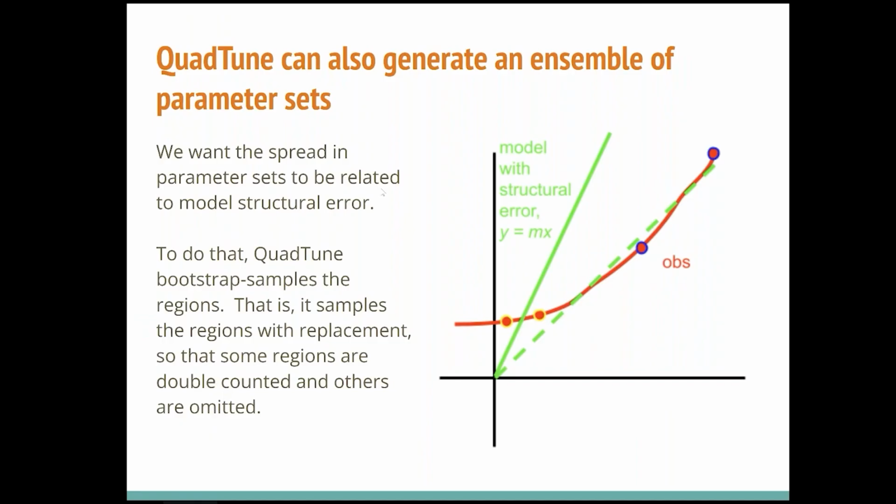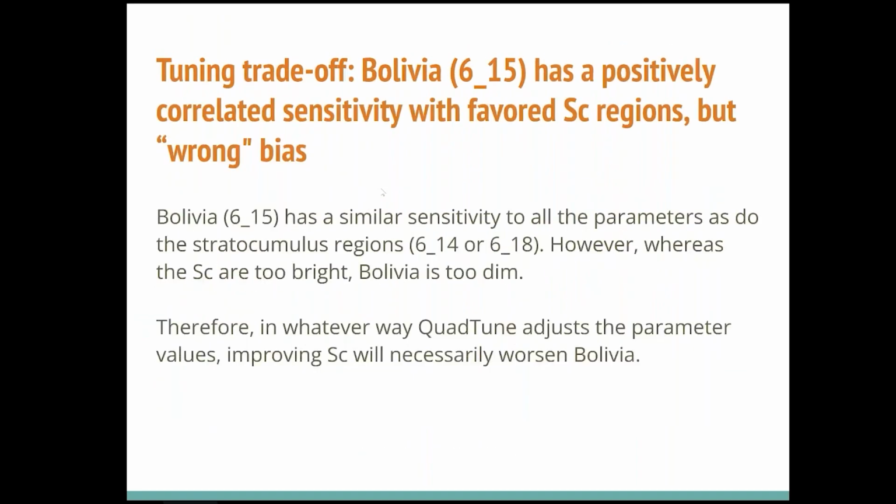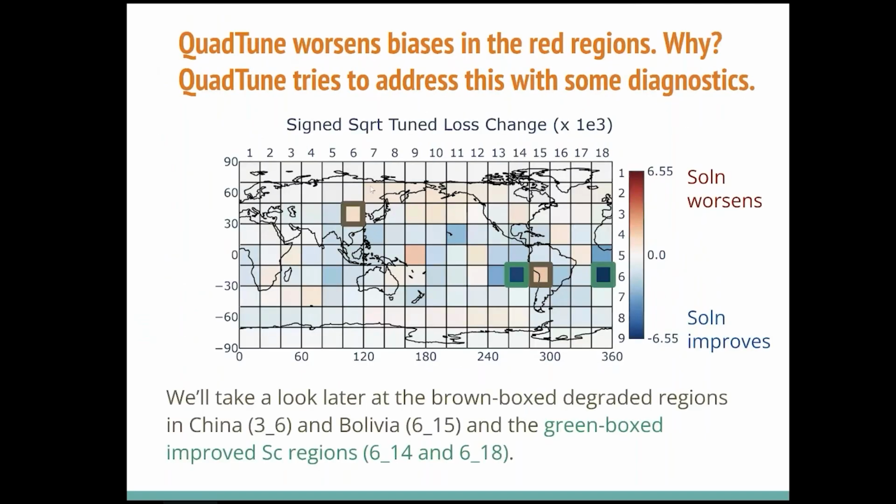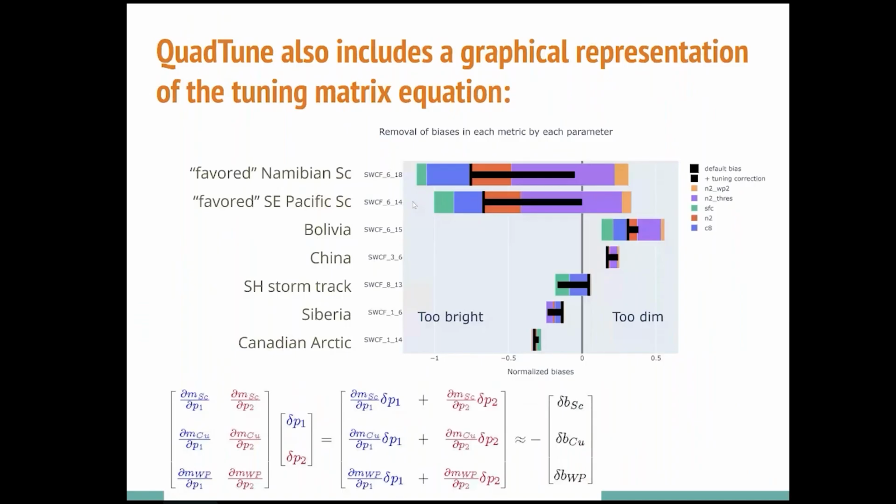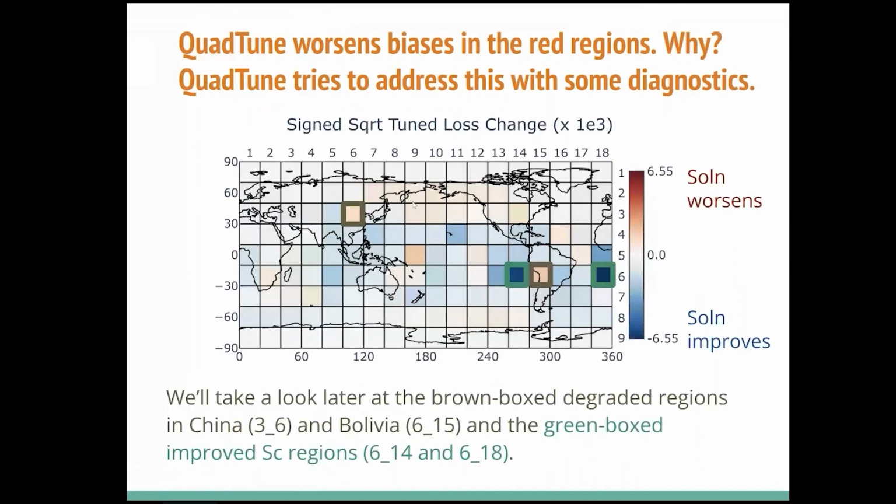So how does QuadTune do that? Well, it tries to guesstimate the uncertainty due to model structural error by doing bootstrap sampling. So basically what it does is it takes all these regions, and instead of including all of them, it just samples from the 162 regions. Maybe it takes a sample from Australia, and then it replaces that. Maybe it takes another sample from Hawaii and replaces that, and then maybe chooses another sample, maybe from Hawaii again. And so you end up with this sample of squares, some of which are sampled twice, some of which are not sampled at all. And then you tune in order to find a parameter set.